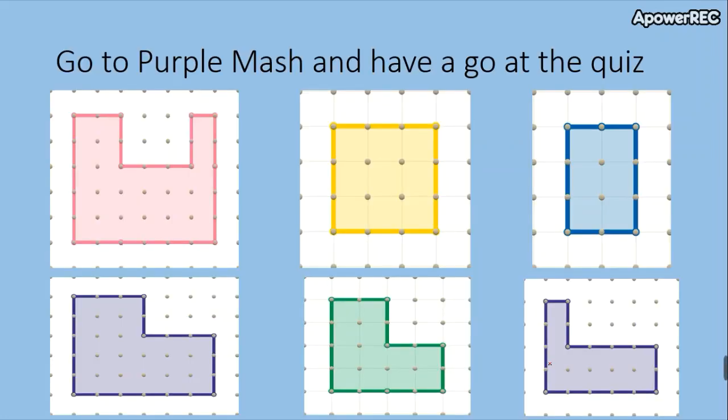So what I want you to do now is go to Purple Mash and have a go at the quiz. You're going to see if you can find out the area of these 6 shapes. Some are rectangles, some are squares, and some are rectilinear. That means they're made up of different rectangles and squares together. Which is the easiest way for you to work out what shape it is and what area it is?